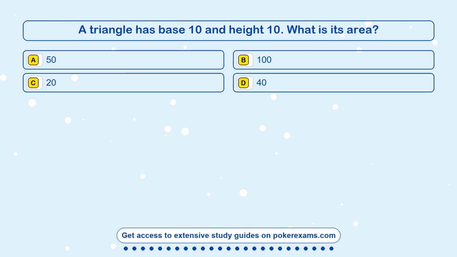Question 17. A triangle has base 10 and height 10. What is its area? Option A 50. Option B 100. Option C 20. Option D 40.